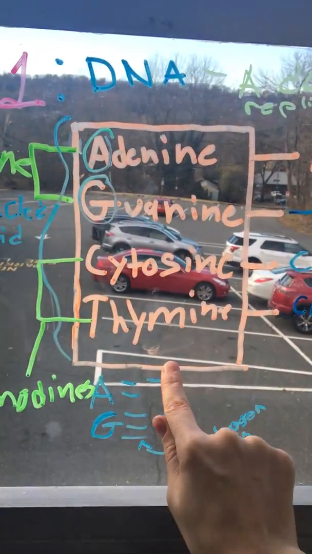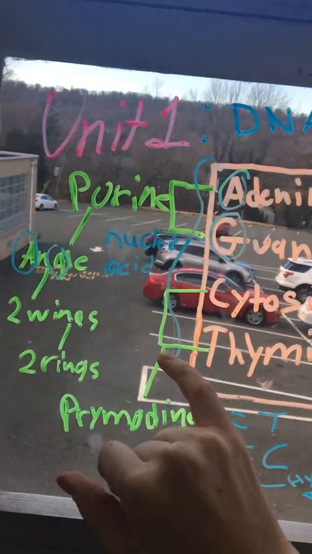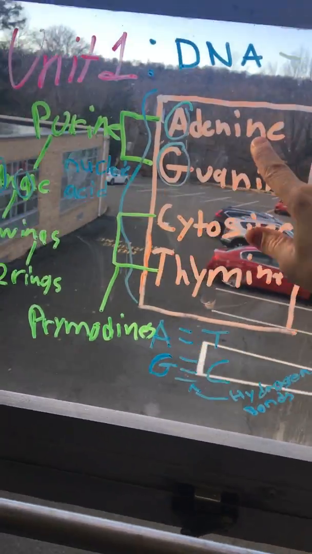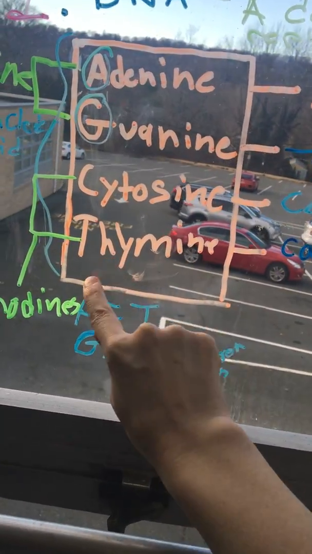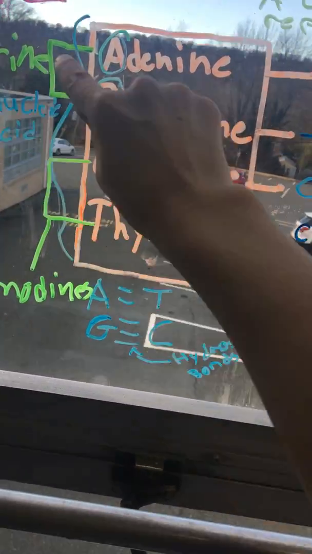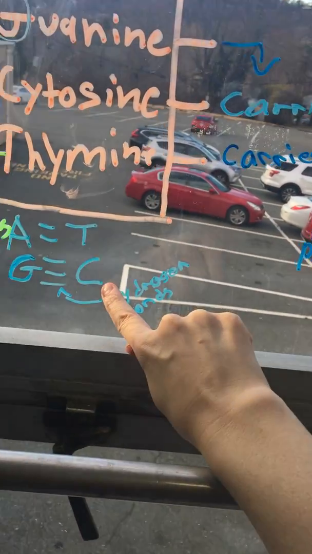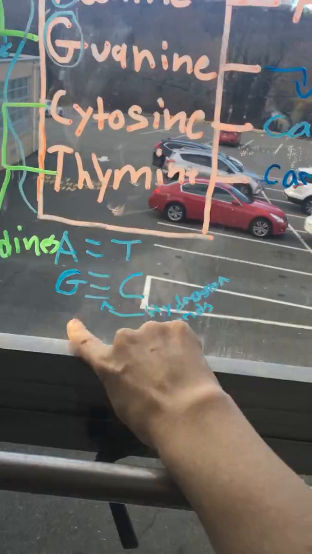Pyrimidines are cytosine and thymine because that's the leftovers. So you need to remember that purines always pair with pyrimidines. So adenine is a purine, it pairs with thymine, a pyrimidine. Guanine is a purine, and it pairs with cytosine, a pyrimidine, GC pairs. Apple in the tree, car in the garage.